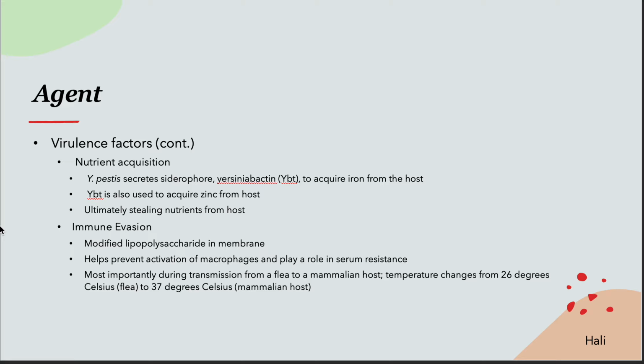Nutrient acquisition. To acquire nutrition, Yersinia pestis secretes a siderophore called yersiniabactin, or YBT, to acquire iron from the host, as well as zinc. And they ultimately steal these nutrients from the host. For immune evasion, they have modified lipopolysaccharide in their membrane, which helps prevent activation of macrophages and plays a role in serum resistance. And this is most important during the transmission from a flea to a mammalian host, in which the temperature changes from 26 degrees to 37 degrees Celsius.